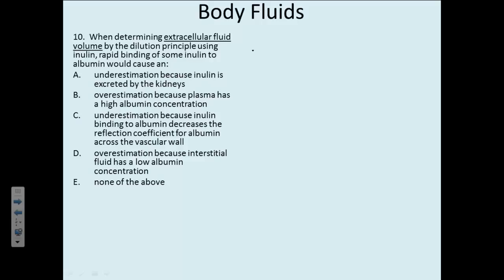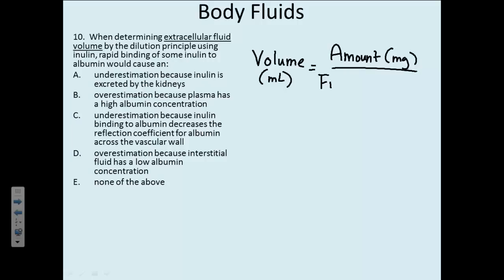So the equation that we're looking at is, in order to determine the volume of a body fluid compartment in milliliters, we would look at the amount of a particular dye that we're using, which is measured in milligrams, and divide that by the final concentration of the dye. And that final concentration is going to be in milligrams per milliliter.